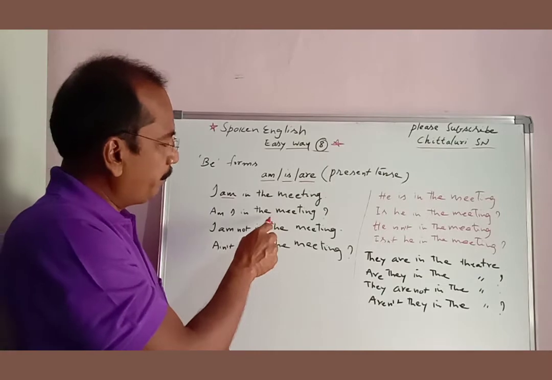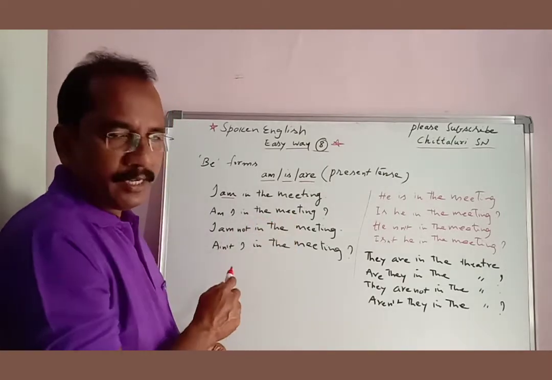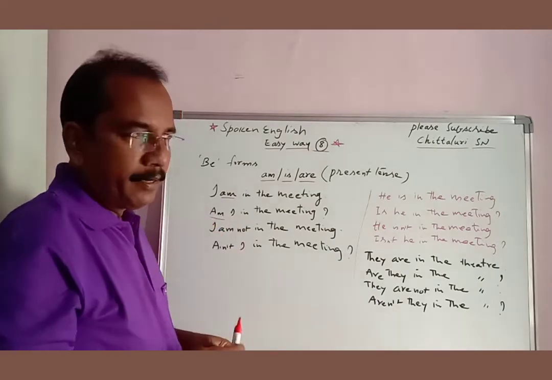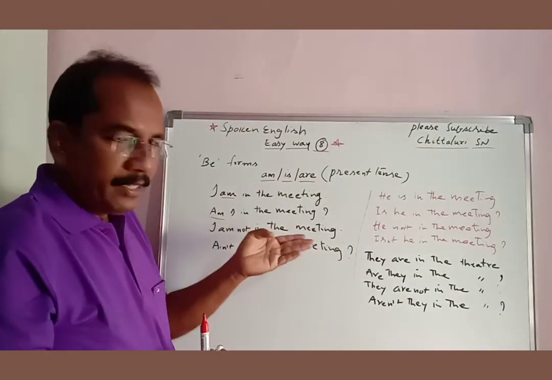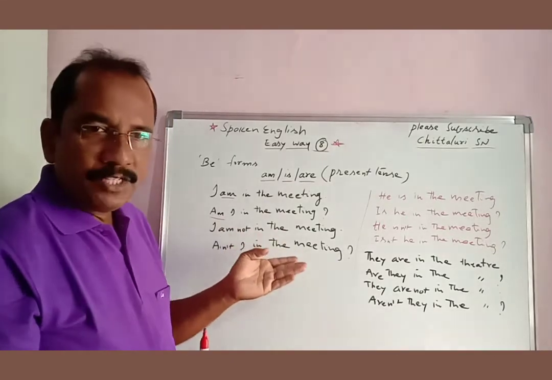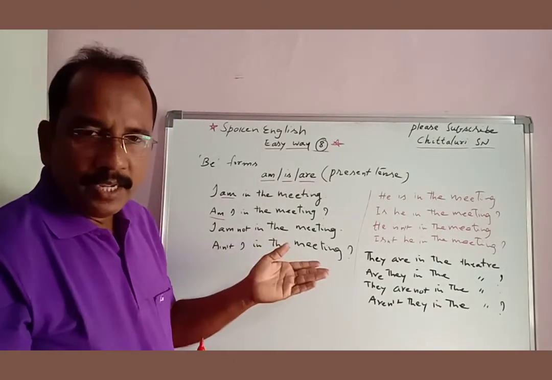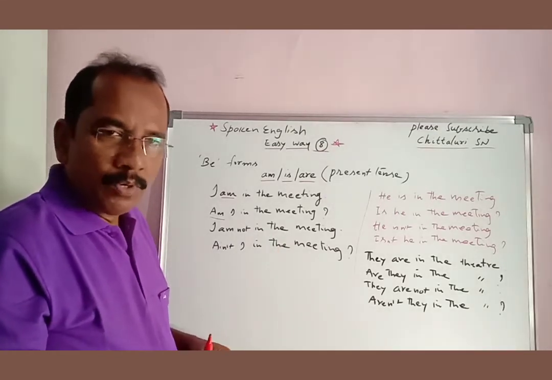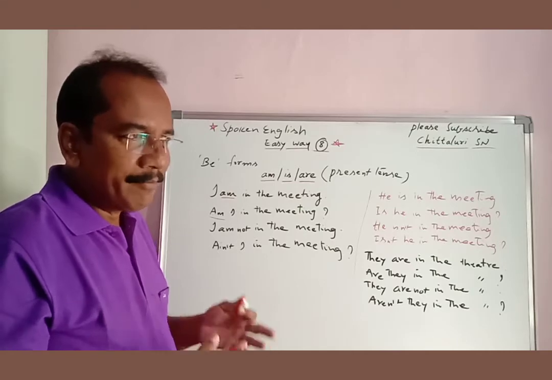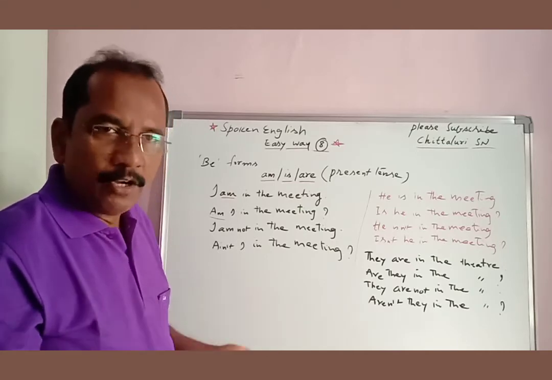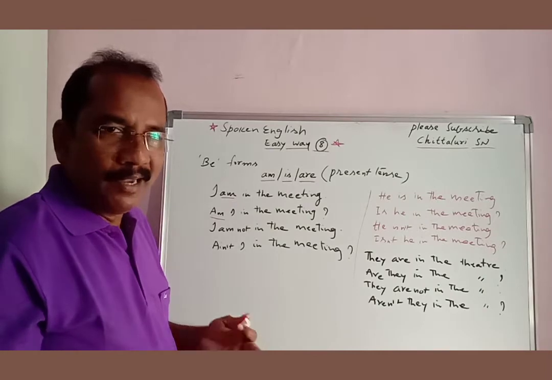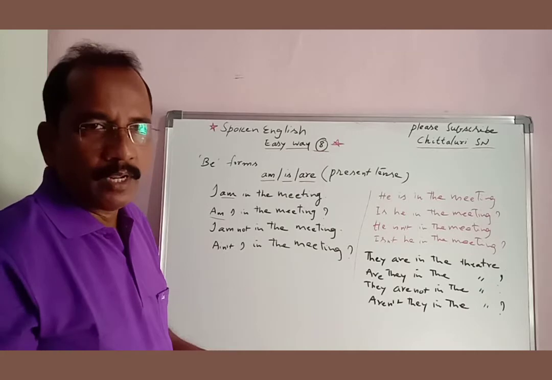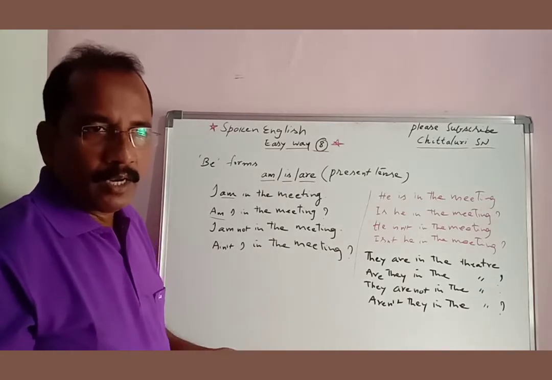And coming to the interrogative sentence, this starts with am here and it goes on like this. Am I in the meeting? Which means నేను మీటింగ్లో ఉన్నానా అని క్వశ్చన్ చేసుకుంటున్నాను. I'm questioning myself. నేను మీటింగ్లో ఉన్నానా అని అనడానికి మనం ఇంగ్లీష్లో am I in the meeting అనాలి. Am I in the meeting? Like that.